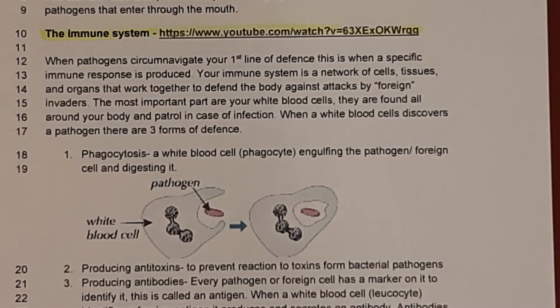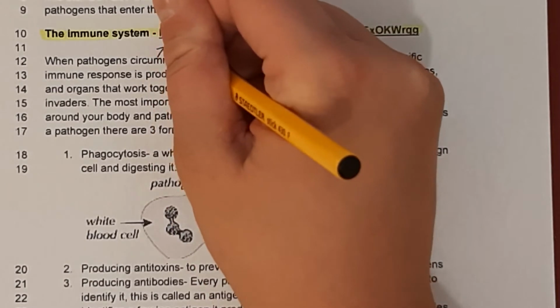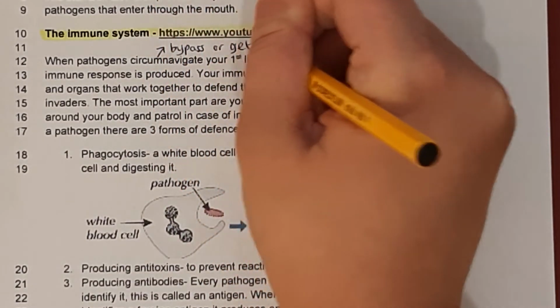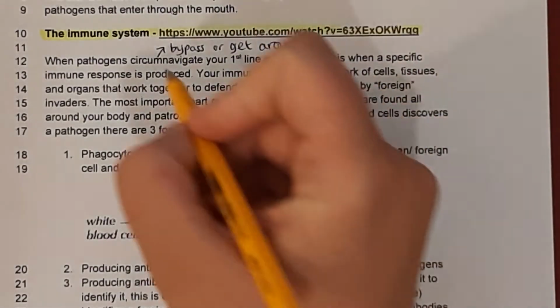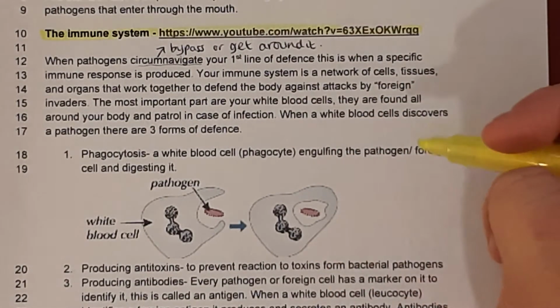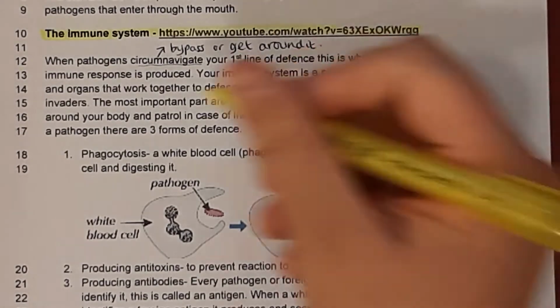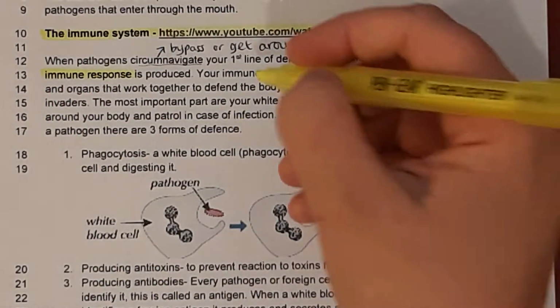Okay, so when pathogens circumnavigate your first line of defence, by this we mean they get around it, they bypass. Okay, so that's what that word means. So when the pathogens bypass or get around our first line of defence, this is when a specific immune response is produced. Okay, so that is our immune system.